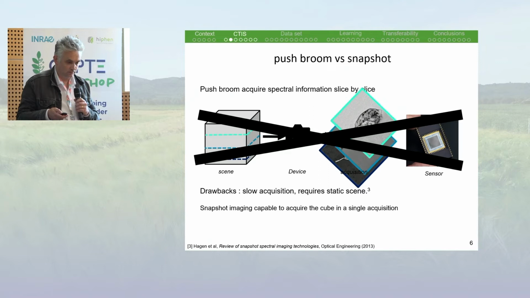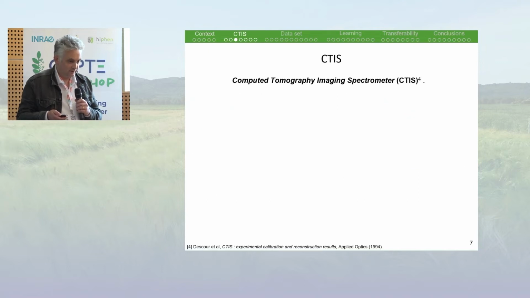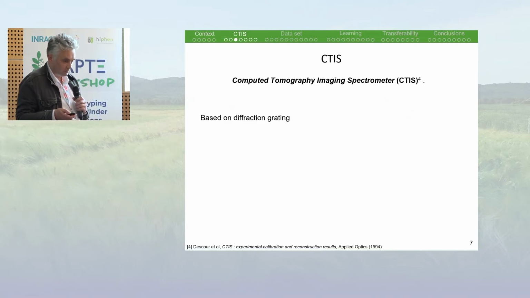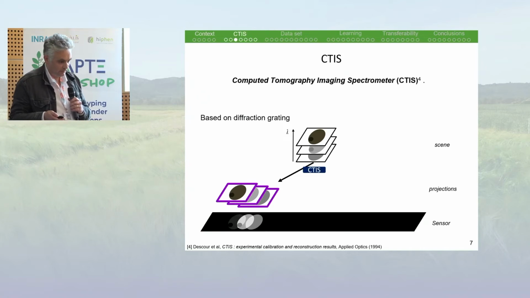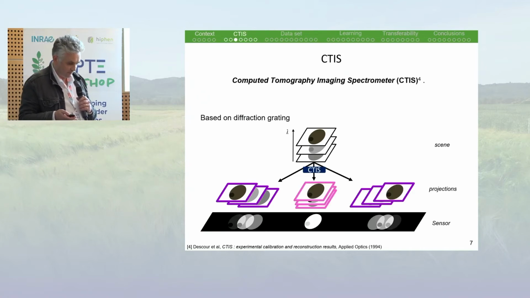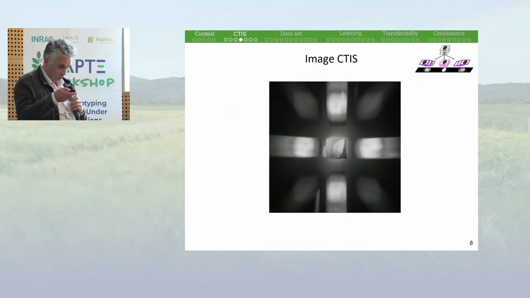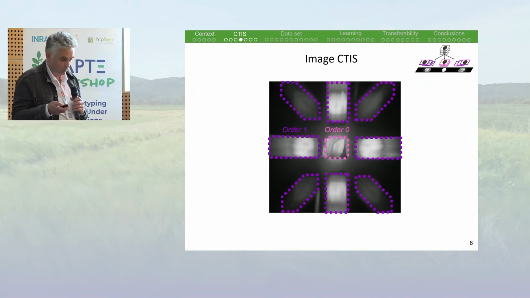single acquisition. This is exactly what CTIS, the computed tomography imaging spectrometer, is doing. It's based on a diffraction grating, spreading out the different spectral layers onto the sensor in this way. A CTIS image looks this way, where you have at the center a kind of classical zero-order image, and you have diffraction orders, which look like a spectrum in the different directions.